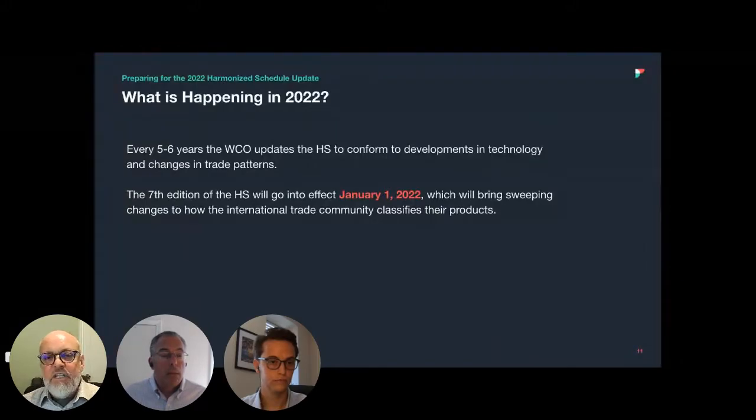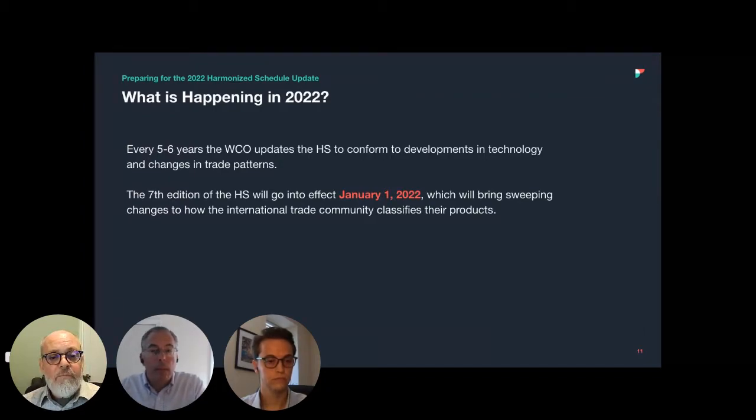But there's constantly evolving and new and changing technology. So things like drones or 3D printers or smartphones, those are the new types of technology that we're starting to see in 2022 will have their own HS classification headings. So the plan is for the new codes to go into effect on January 1, 2022, and you'll be seeing some significant changes on how products are classified beginning in the new year.